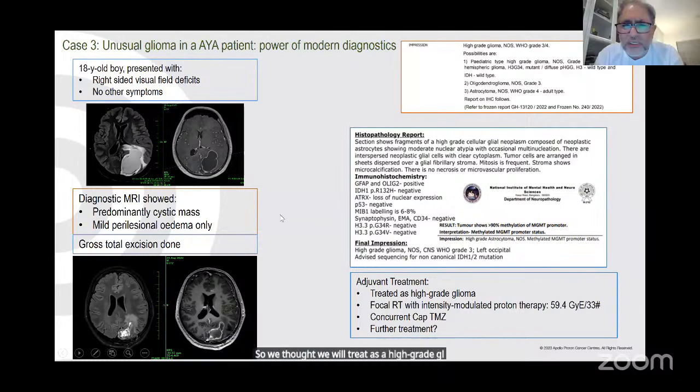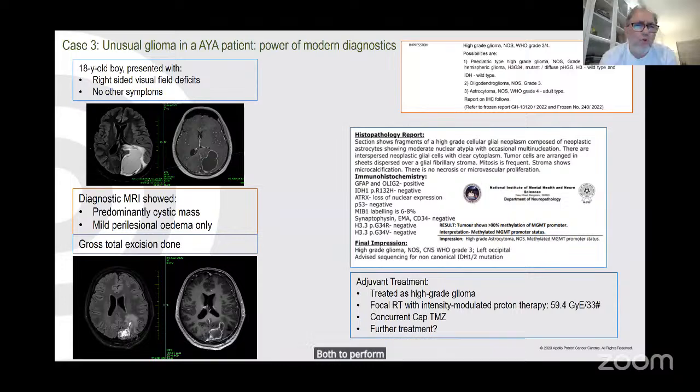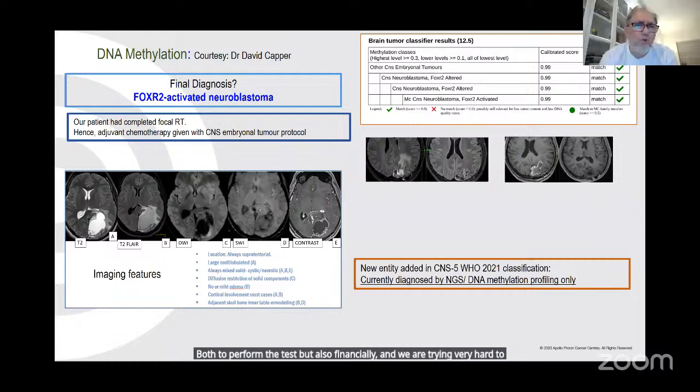We treated with focal RT, with temozolomide, but we sent it for what we now call DNA methylation, and we have to understand this process a little bit more. It's quite challenging both to perform the test, but also financially, and we are trying very hard to get some sense of DNA methylation in our country. And to our utter surprise, it came out to be what WHO now recognizes as an embryonal tumor, not a glial tumor at all. It was called FOXR2 neuroblastoma.